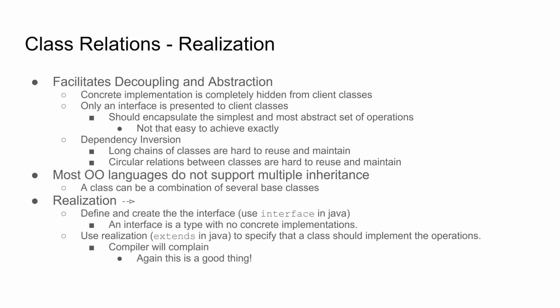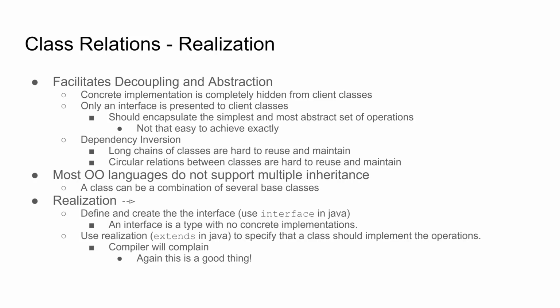And to use the realization relation between classes, you need to define and create the interface first. So in Java you use the keyword interface, and in the interface you define the operations and you don't supply any implementation to these operations. And you can also not have any associations because you cannot have any data in interfaces. They are completely abstract, so to speak.